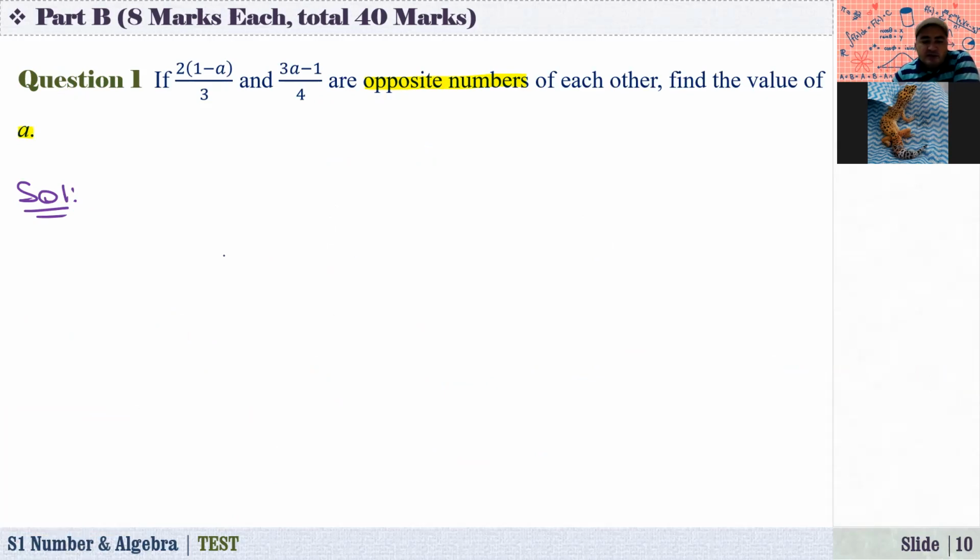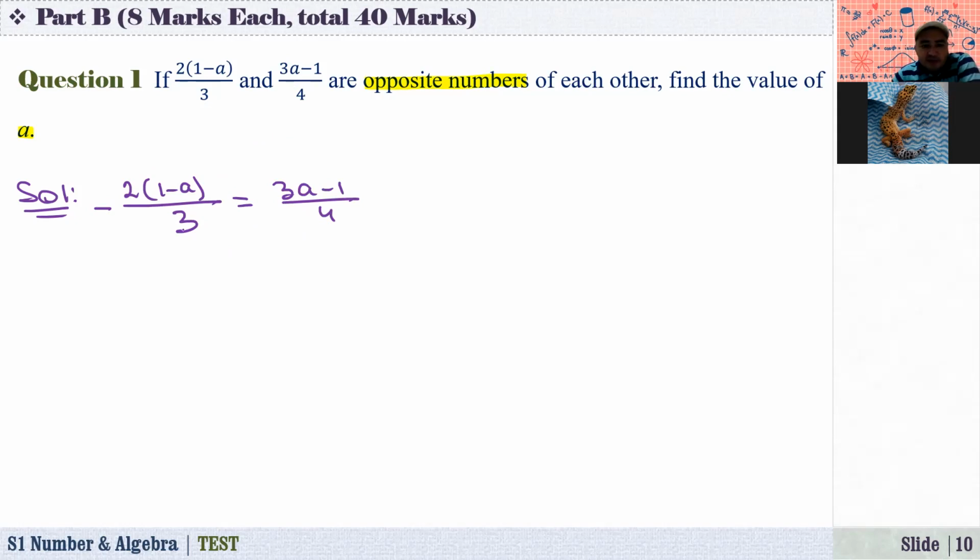Since opposite numbers means that two numbers are opposite, if a and -a, these numbers are opposite to each other, right? So using the definition, that means that 2 times (1 minus a)/3, if I multiply this by -1, it should be equal to (3a minus 1)/4. So we are not saying they are equal, they are opposite of each other. That means if you multiply the first by -1, it gives us the second number.